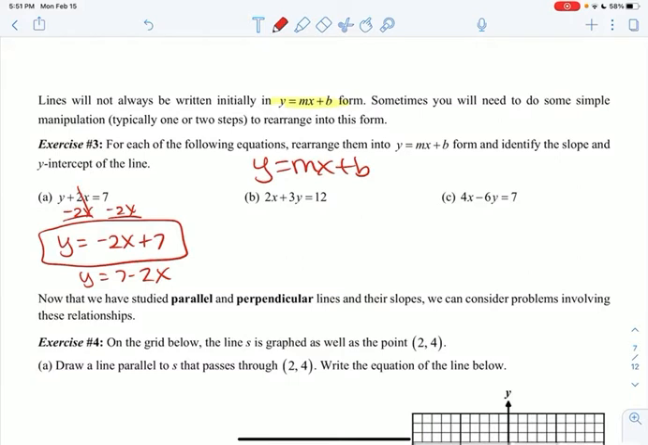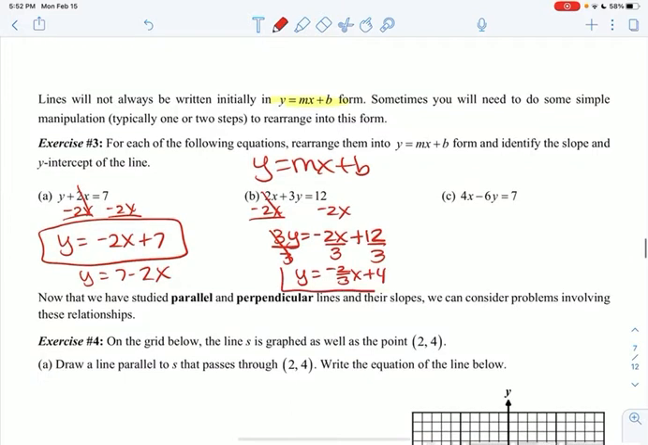All right, so on b, I have to get rid of the 2x. I'm going to do that by subtracting 2x. So I have 3y equals, shove the negative 2x in front, negative 2x plus 12. And then in order to get y by itself, I have to divide by 3. Everything gets divided by 3. Everything. So I'm going to have negative 2/3 x plus 4.